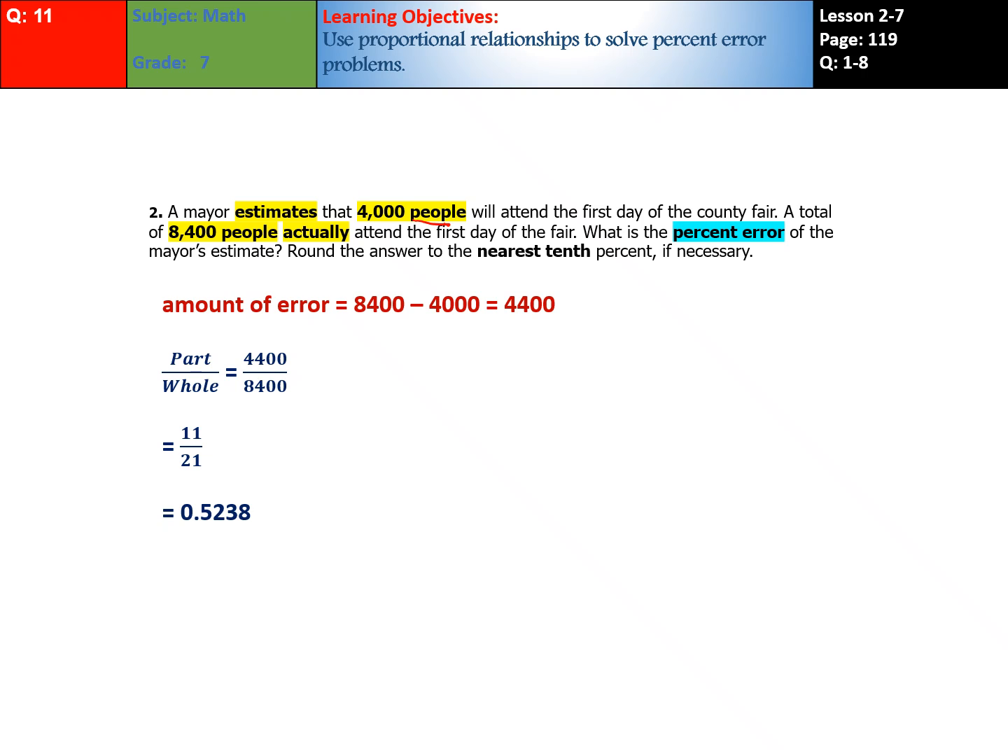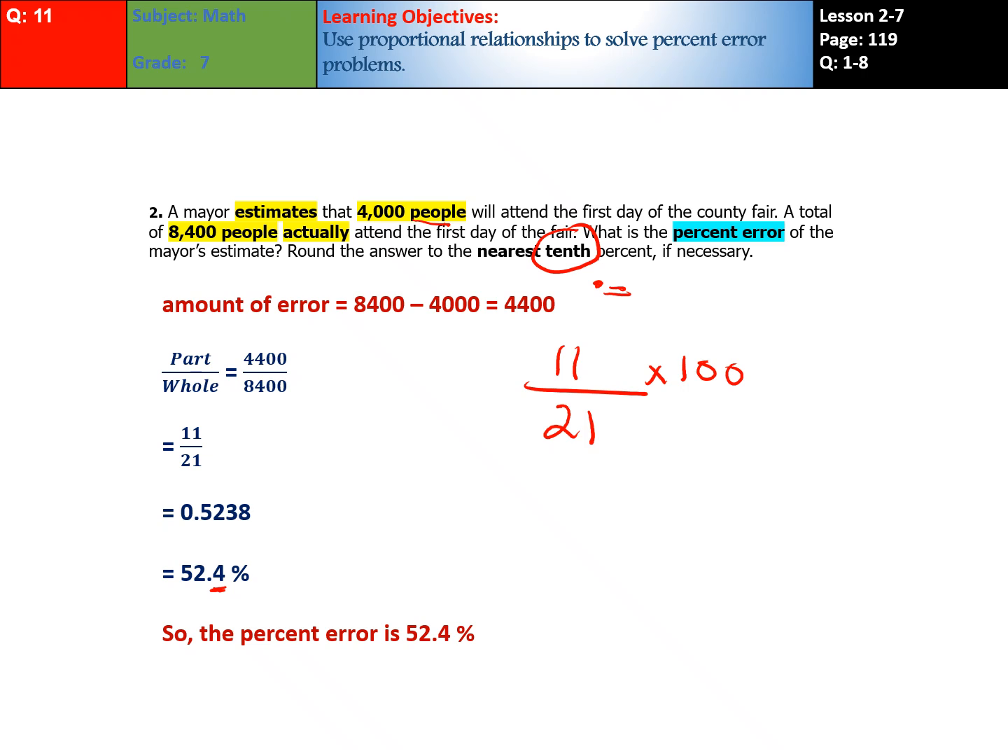How can you convert it? You can do long division, or otherwise you can do 21 times 100. So 1100 over 21 will give you 52.38. They said nearest tenth, which means only one digit after the decimal point, so it will become 52.4.